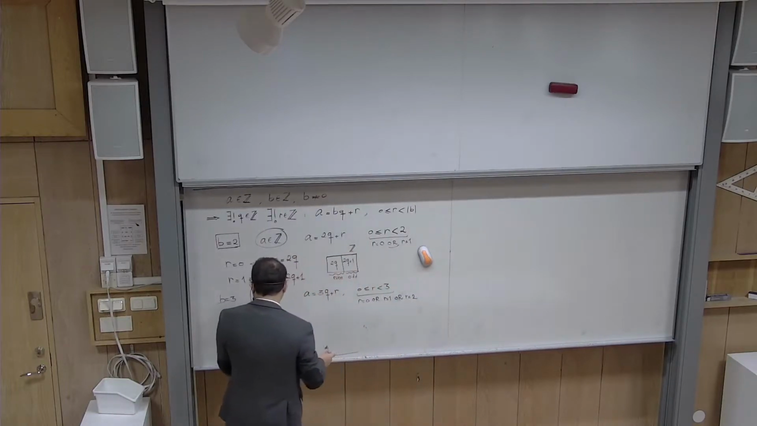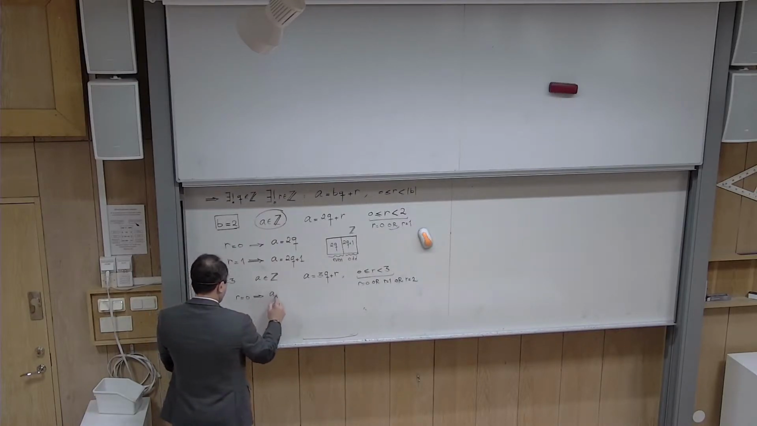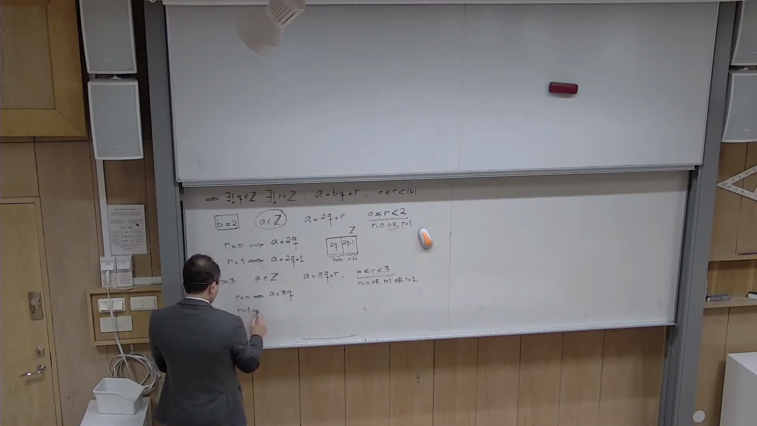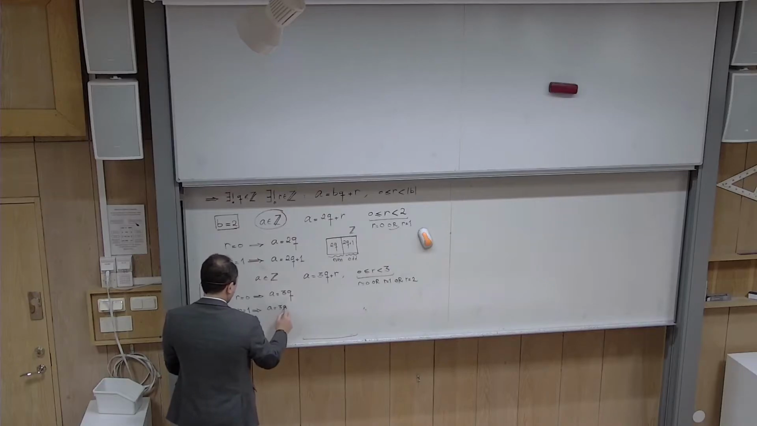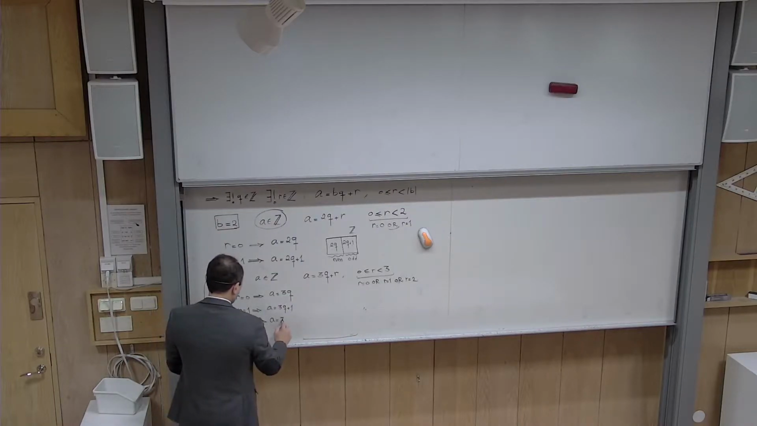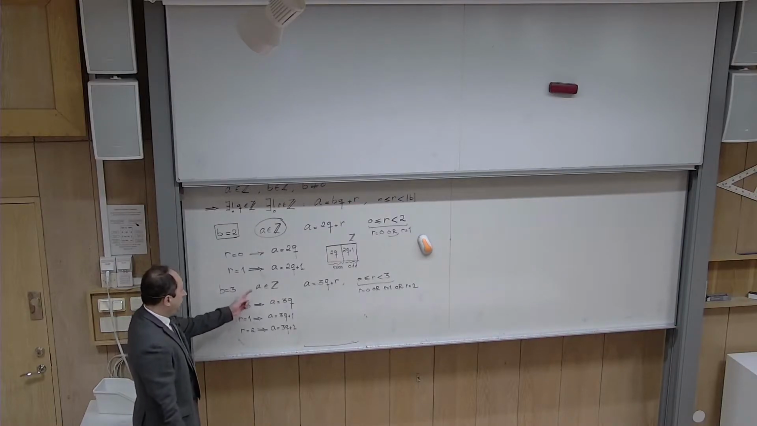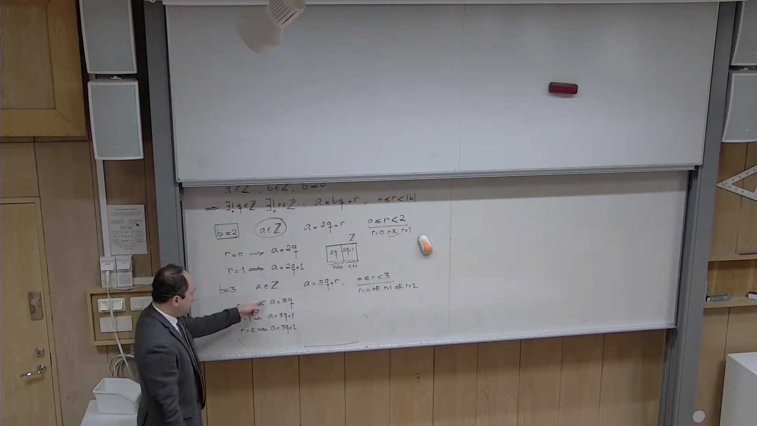Okay, and then again, if R is 0, then A is 3 times Q. If R is 1, then A is 3 times Q plus 1. And then if R is 2, then you have A equals 3Q plus 2. Yes? So what does this mean? It means that any number with respect to 3 has 3 possibilities.